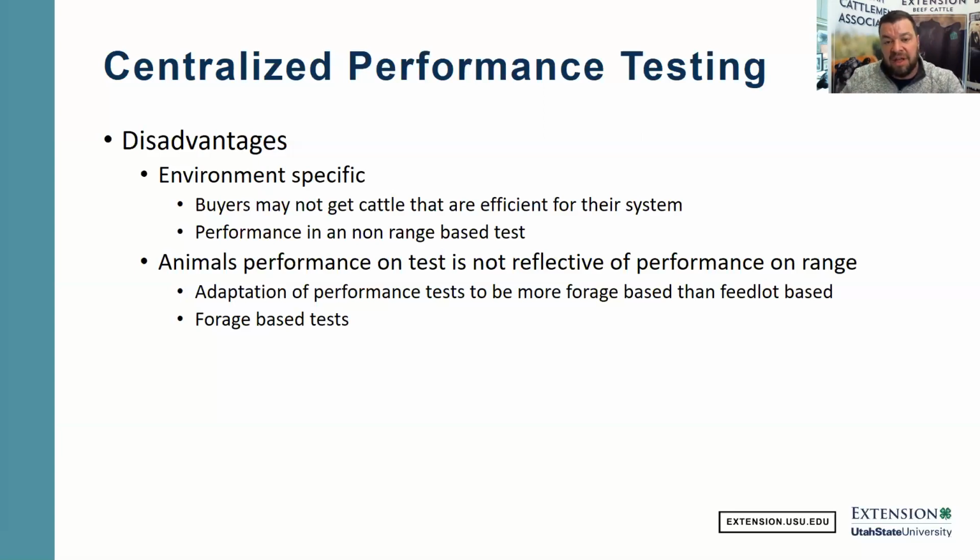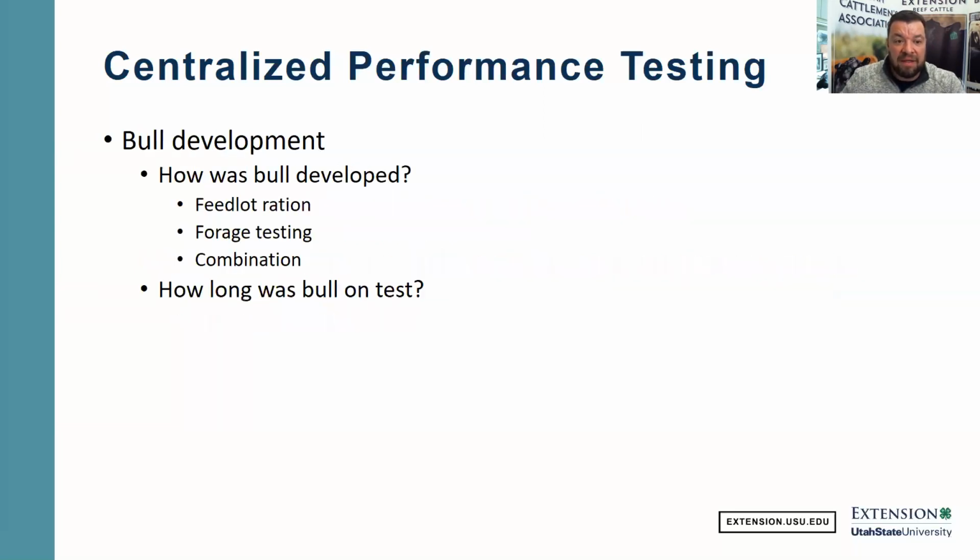Now, that has led to a lot of these forage-based tests where the animals receive more of a forage-based diet going forward. Some of the questions that we really need to look at with these centralized performance tests, because they are a great source of genetics for us, is how was that bull developed? Was it a feedlot finishing ration where that bull is going to see grain and a high energy diet on test, but he's going to go out on range for you? More than likely, that's going to be a tough situation for you, because that bull will melt down. He's going to lose some body condition score.